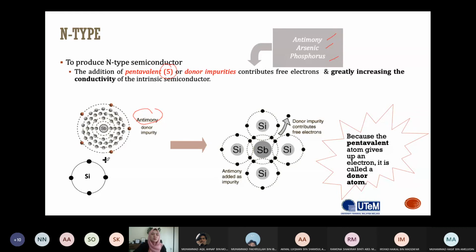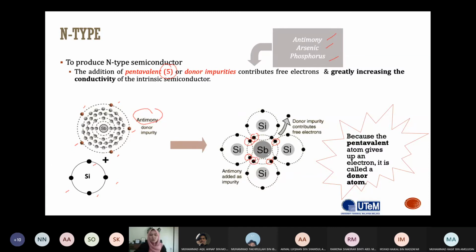Remember, silicon has 4 valence electrons. You dope it with a material with 5 valence electrons: 1, 2, 3, 4, 5. The result of the doping is this. Over here, this is the antimony, this is the silicon. These are the valence electrons. Silicon has 4 valence electrons: 1, 2, 3, and 4. For antimony, you have 5.